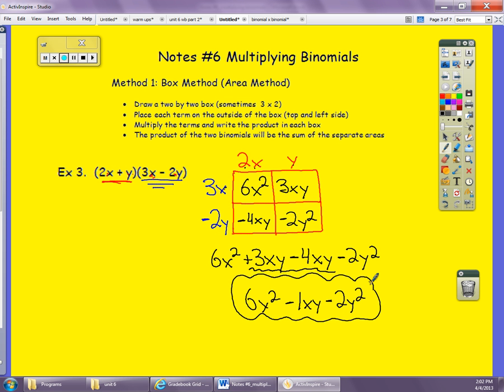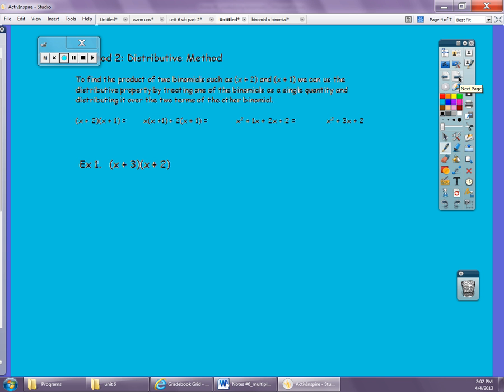So that's the box method where we draw our box, we write the terms on the top and the left, and we multiply to fill in each box, and then we combine our like terms to simplify our expression to get our answer. The other method is the distributive method. All right, with the distributive method, it's saying we have our two terms and we're just going to break it apart. So what I want to do is I'm going to break this apart.